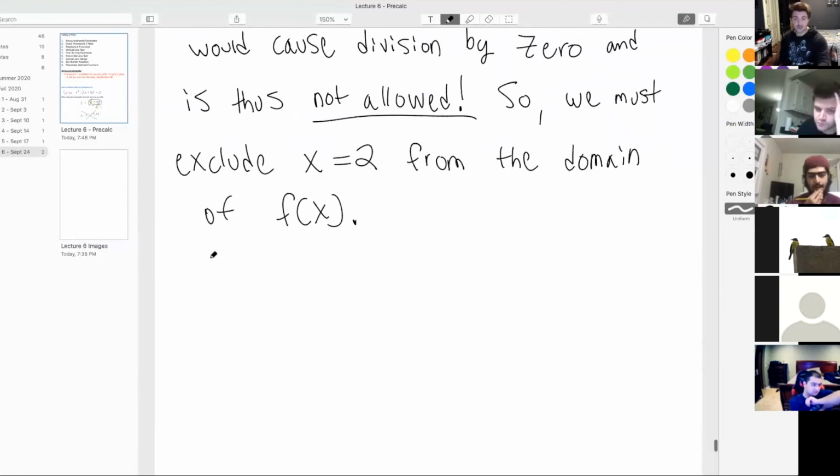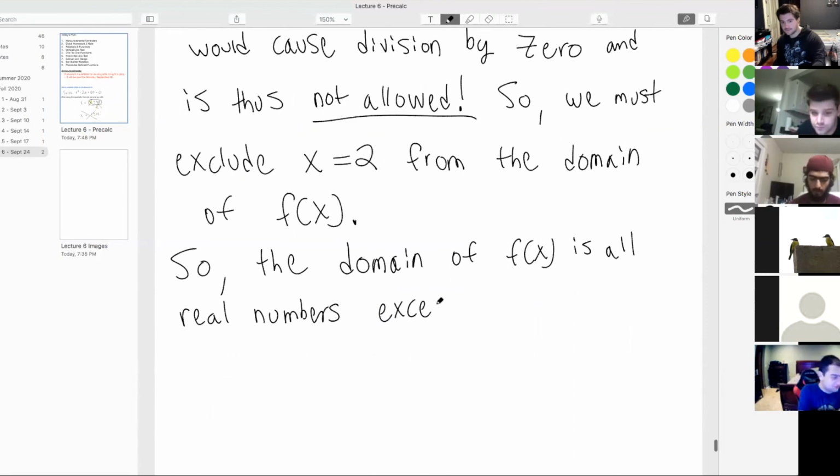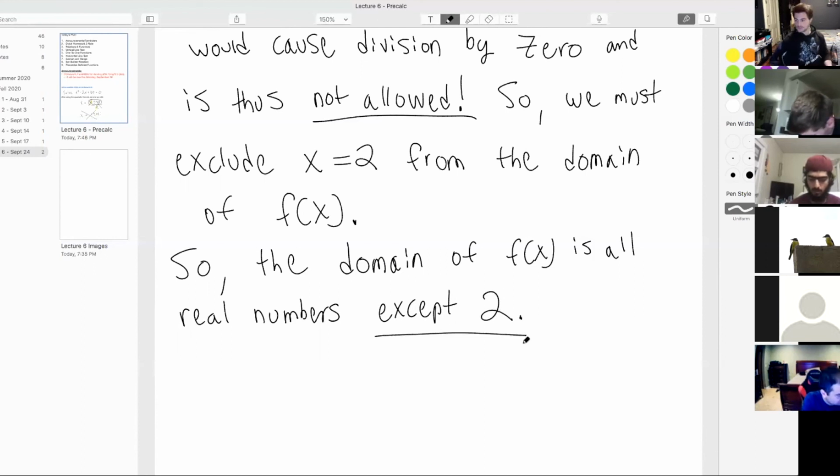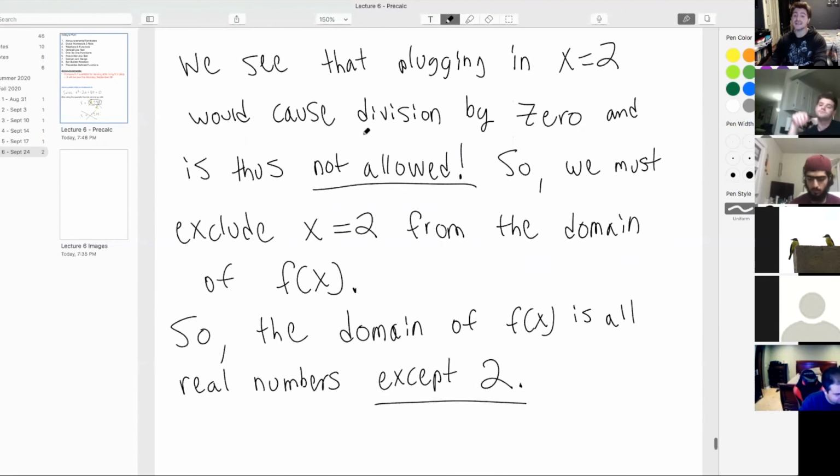So what is the domain of f of x? The domain of f of x is all real numbers except 2. Any other number is totally allowed in this function, 3 over 2 minus x. The only trouble spot is x equals 2.